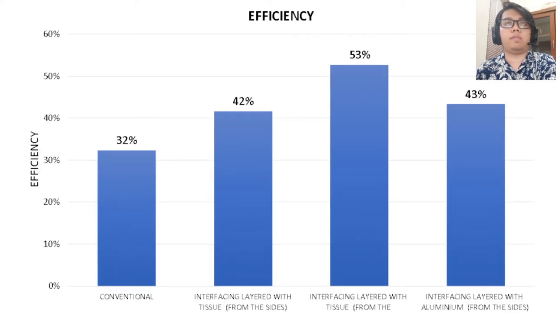After finding the water yield, we can calculate the efficiency of the solar still. The conventional basin type solar still produces an efficiency of 32%, being the lowest out of the variations made. The highest efficiency is produced by variation number 2, being 53%, followed by variation number 3, which produces 43%, and the remaining variation, which is variation number 1, with a produced efficiency of 42%.